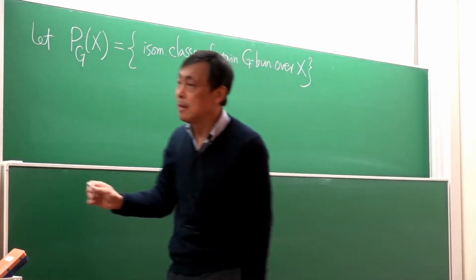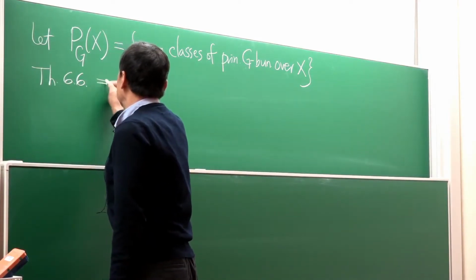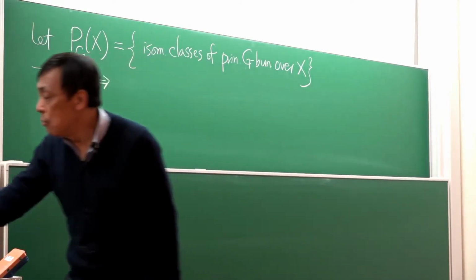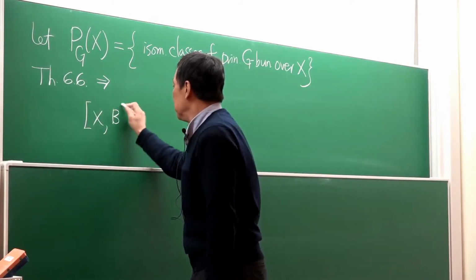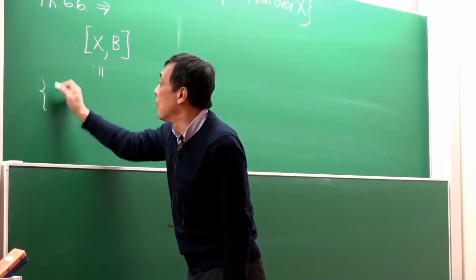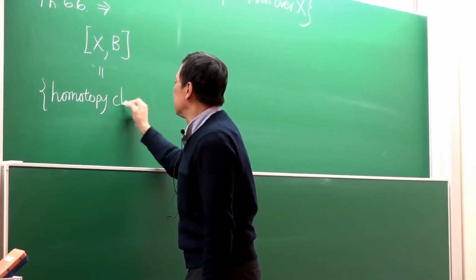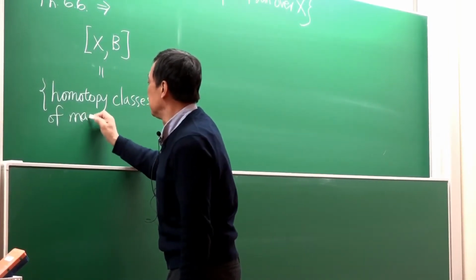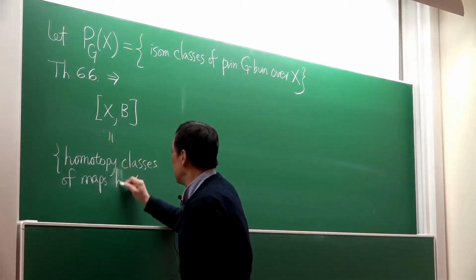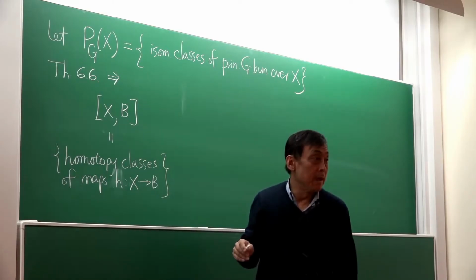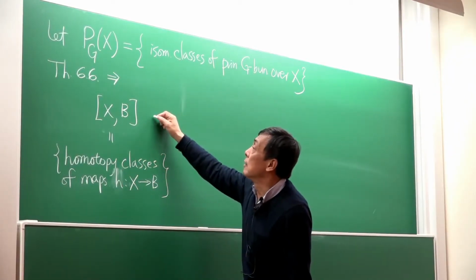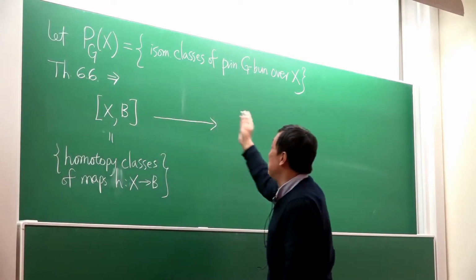And so theorem 6.6 implies that you can define a map from homotopy classes of maps from X to B, right? Okay. So this notation means homotopy classes of maps from X to B. Now, whenever you have a map, then you can pull back a bundle. So you can send a map to a bundle.